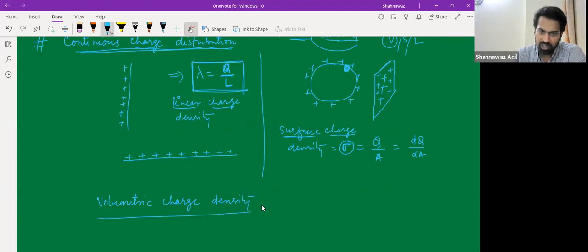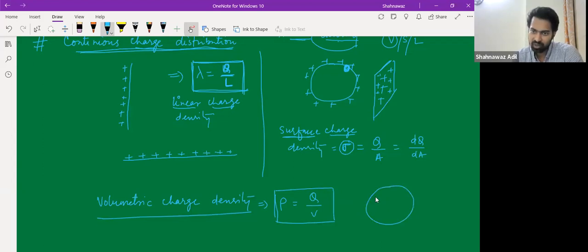So volumetric charge density is represented by rho, which is Q by volume. Understood, guys? So the example of this is this sphere. Right. So this will have some rho charge density.